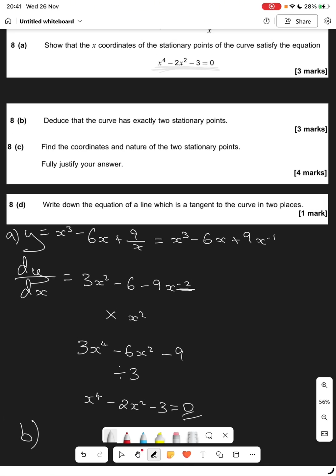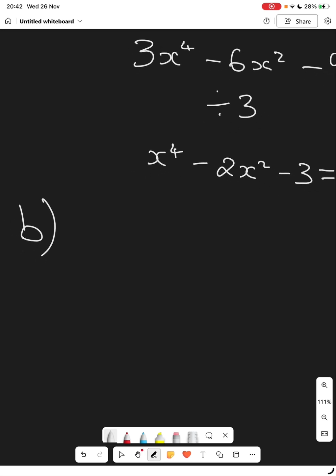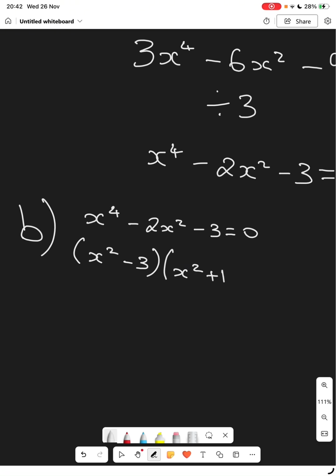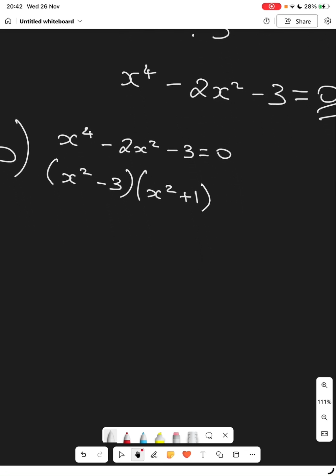Deduce that a curve has exactly 2 stationary points. For that, we first get this equation back, and we factorize. So that would be x squared minus 3 and x squared plus 1. If you find this difficult, make y equal x squared, if that is easier, then do that. That equals 0.